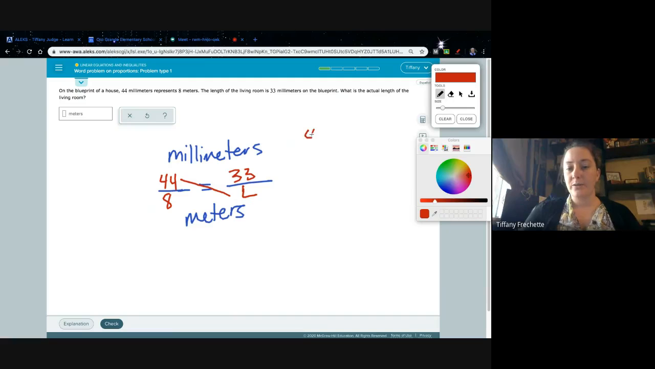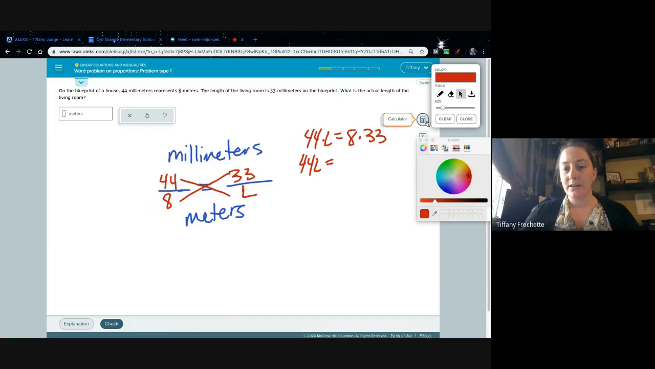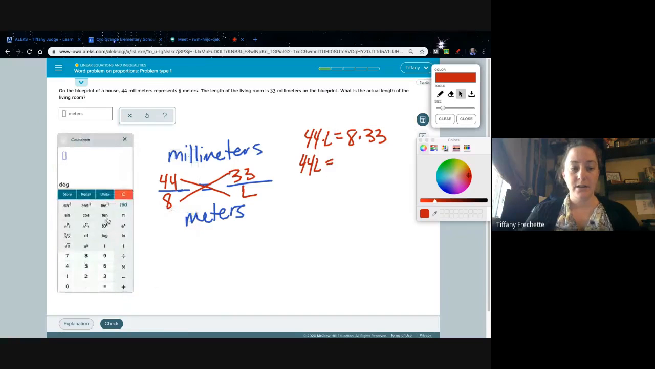So now we're going to start cross multiplying here. So we have 44 times L equals 8 times 33. 44 times L is 44L equals, I'm going to go ahead and grab my handy calculator here. And I have 8 times 33. And you can definitely do this kind of stuff with mental math too, just depends on your math skills there. I want to make sure this is an L. That looks slightly like a 2 to me, so I don't want anyone to get confused.